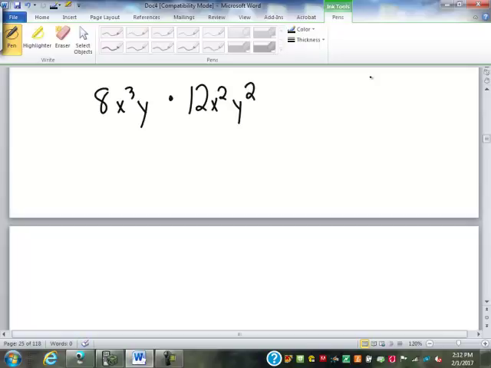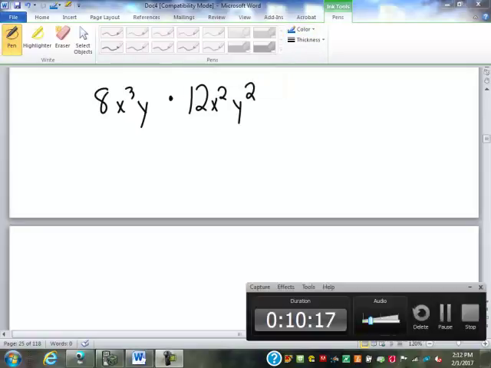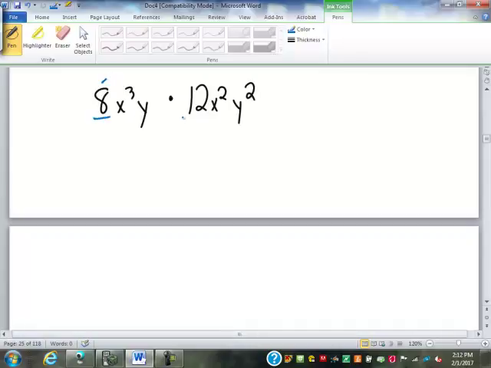So I'm going to try this one quick. So, again, multiply the numbers. 8 times 12 is 96. Then each variable separately. X to the third times x squared. Careful. When you multiply exponents, you add the powers. Very good. 3 plus 2 is 5.